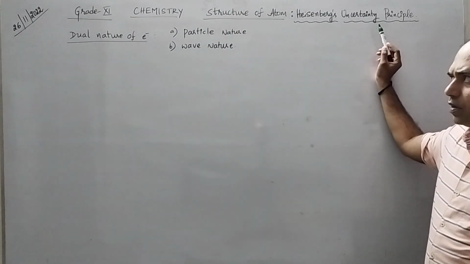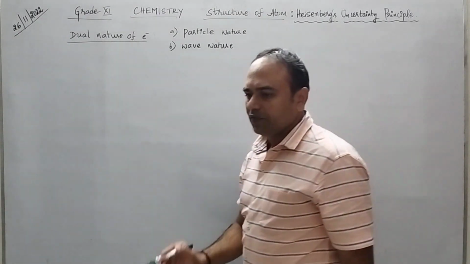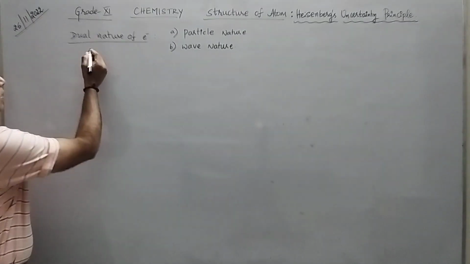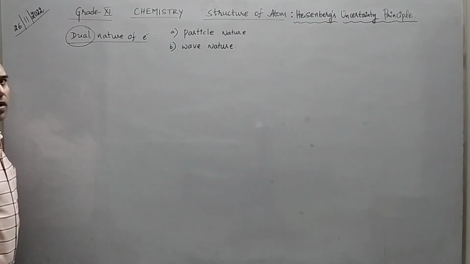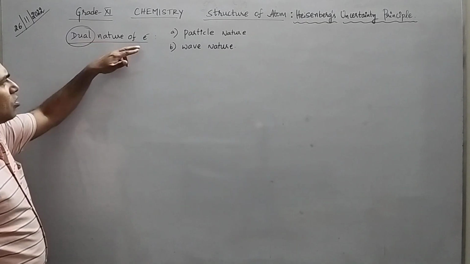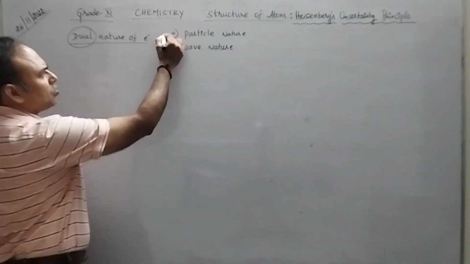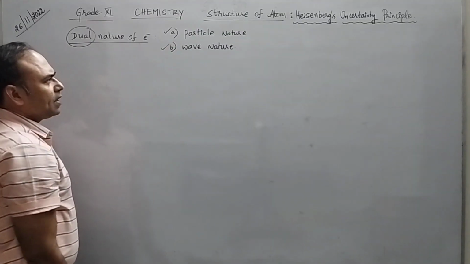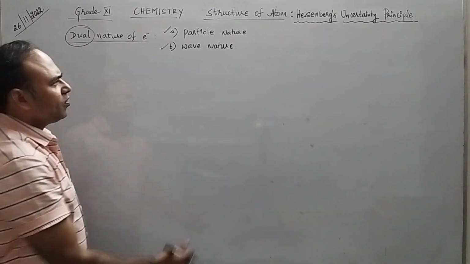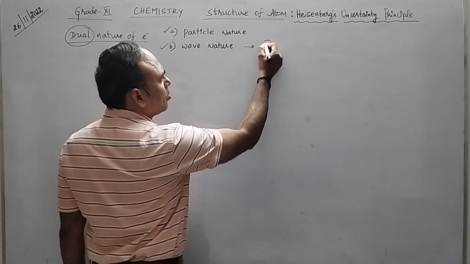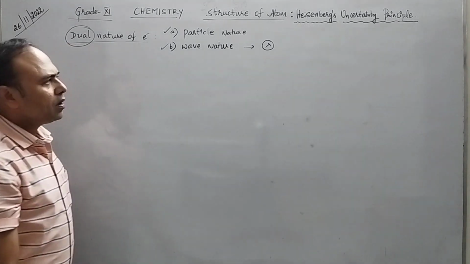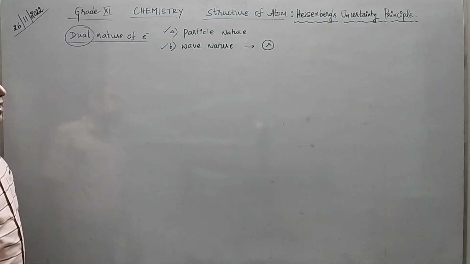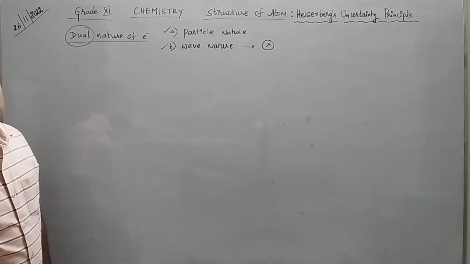In the previous lecture, we were discussing the dual nature of electron. What is meant by dual nature? Electron can show the particle properties or particle nature, and it can also exhibit the wave nature. So we were discussing de Broglie's wavelength earlier. Now the second important principle was given by Heisenberg.